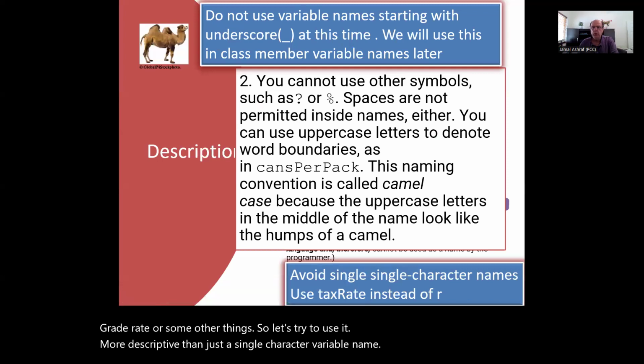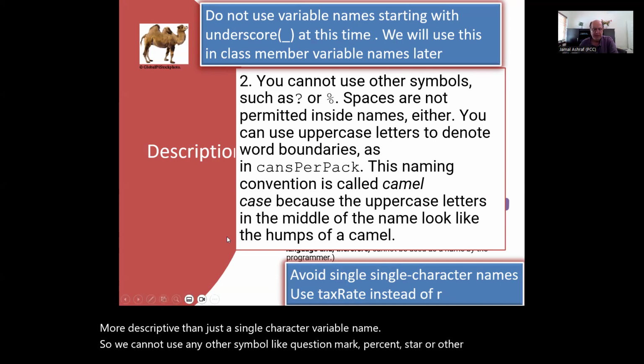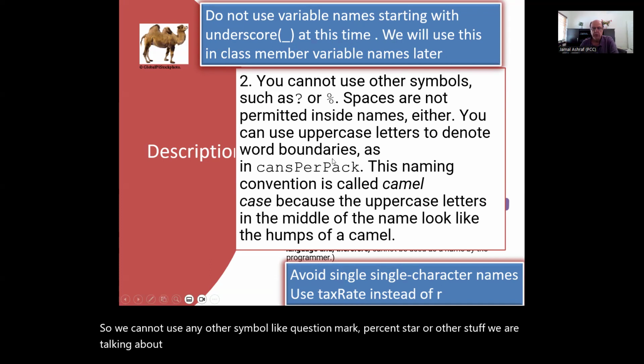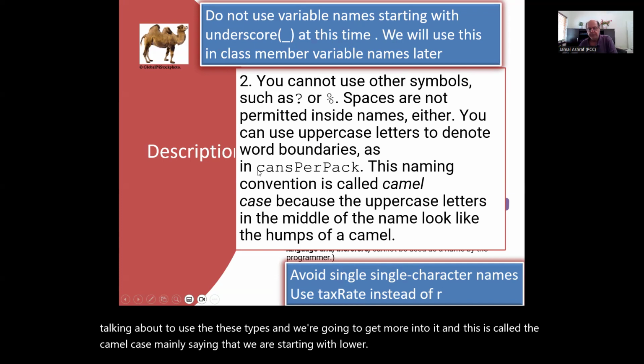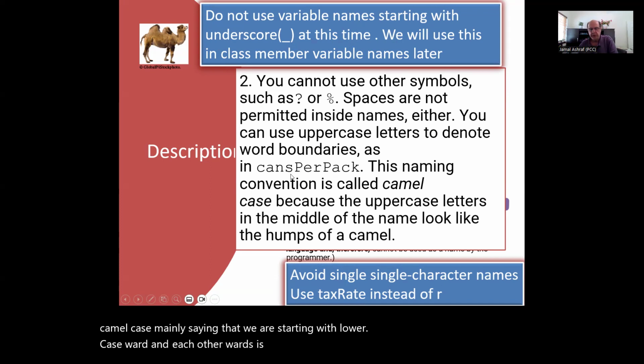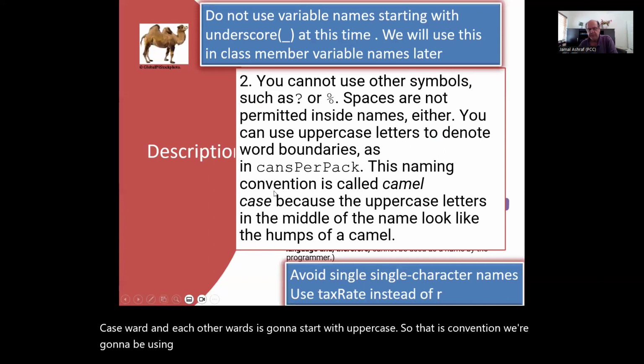We cannot use any other symbol like question mark, percent, star, or other such characters. We are going to use these types, and we're going to get more into it. This is called camel case, which means we start with a lowercase word, and each other word starts with uppercase. That is the convention we're going to be using for our variables in this class.